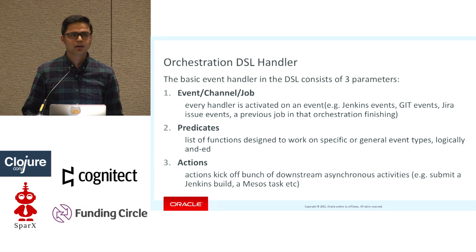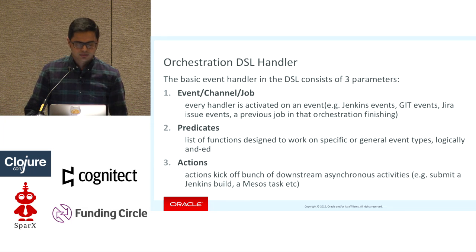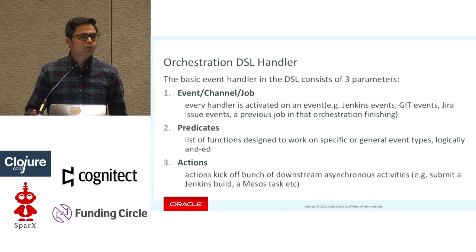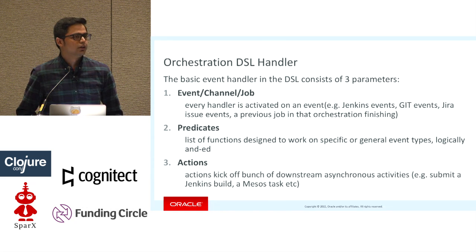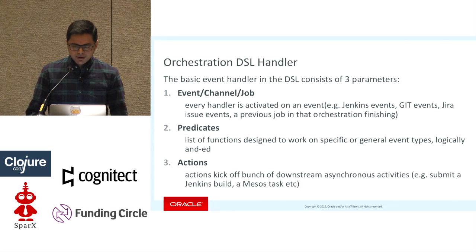If you spec them, they are functions that take a map as an input, and they are designed to work on specific as well as general event types. Actions are where we further dispatch tasks or submit jobs, and that's how the orchestration or the workflow proceeds forward. For example, submitting a Jenkins build or submitting a Mesos task.